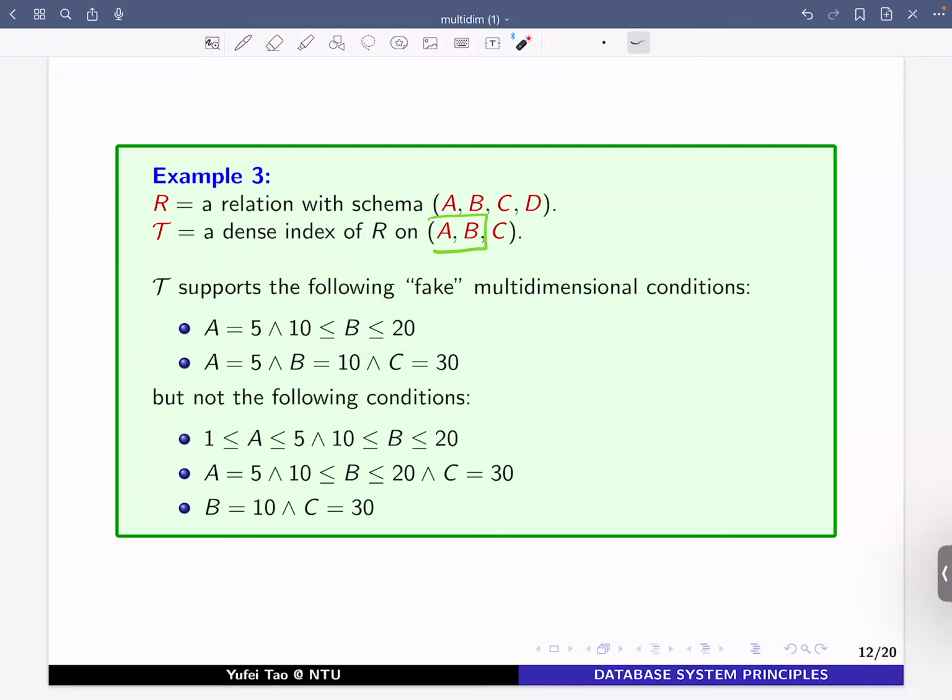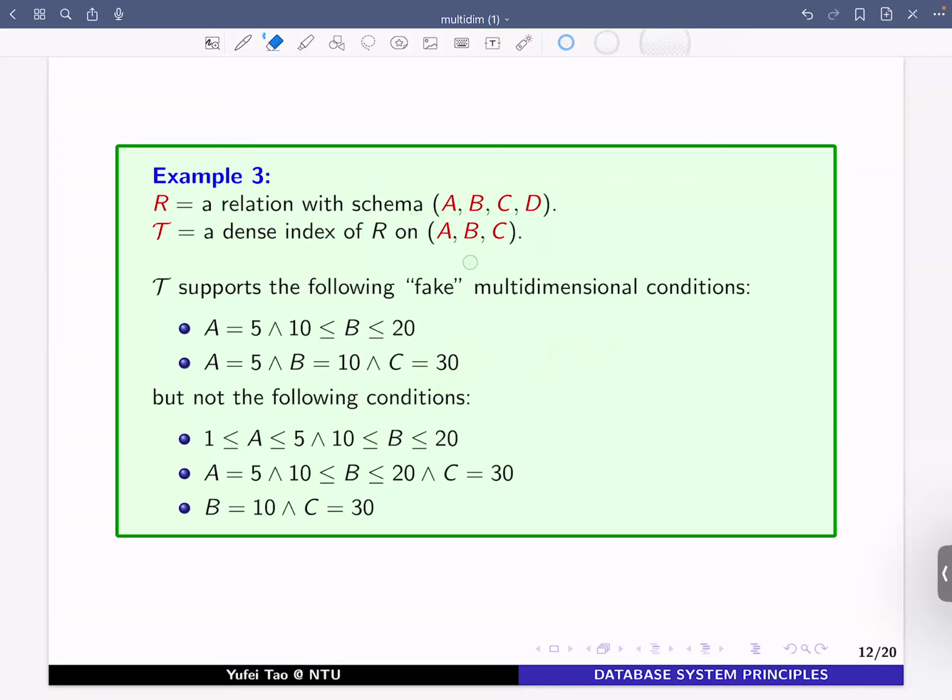Now let's look at the second bullet here. This time the prefix is ABC. As you can see, on A and B, we indeed have point query conditions. On C, we also have a point query condition, which is fine, because a point query condition is simply a special case of a range query condition. So this is 30, you can think about it as 30 to 30. So there's no contradiction here.